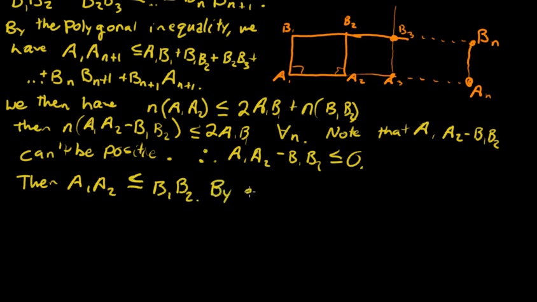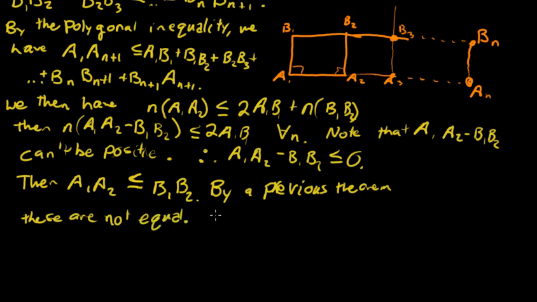And then by a previous theorem, one of the first theorems we did in hyperbolic geometry, these are not equal. So A sub 1, A sub 2 is less than B sub 1, B sub 2. And that's the entire proof.